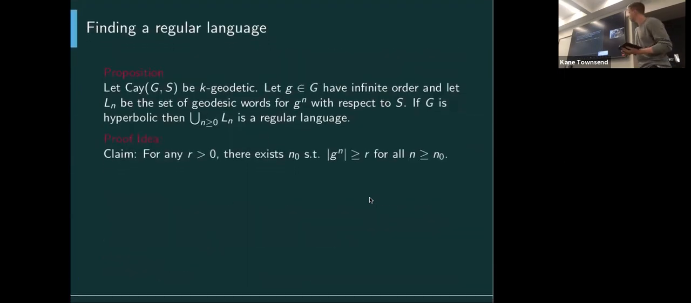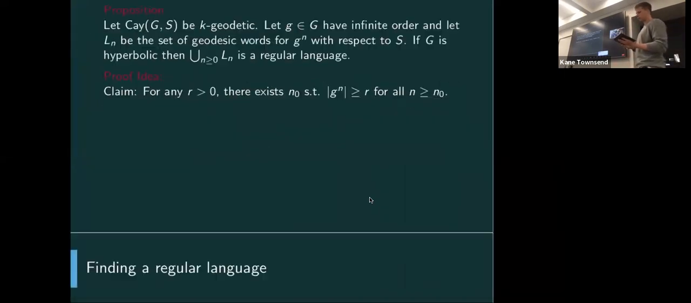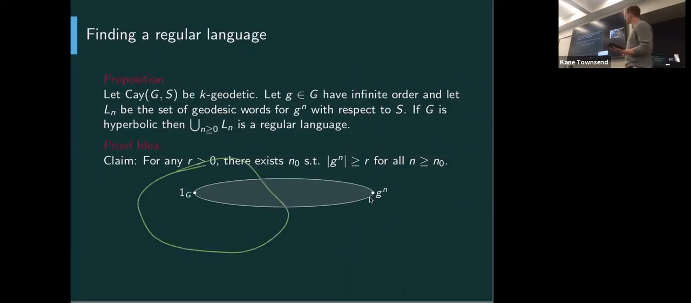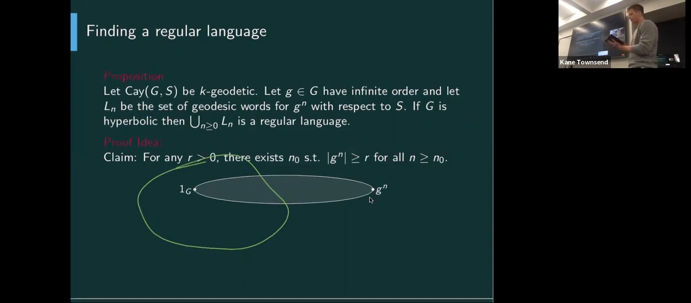And the proof idea here is, I claim for any r greater than 0, there exists an n naught such that the length of this power of G is always going to be greater than r. So all powers of G after this n naught are going to be outside of some sort of ball. And the way I'm going to represent these diagrams is, since we're in a k-geodetic graph, there's some sort of cloud of geodesics where there are all different paths to G^n, but there's a bounded number.